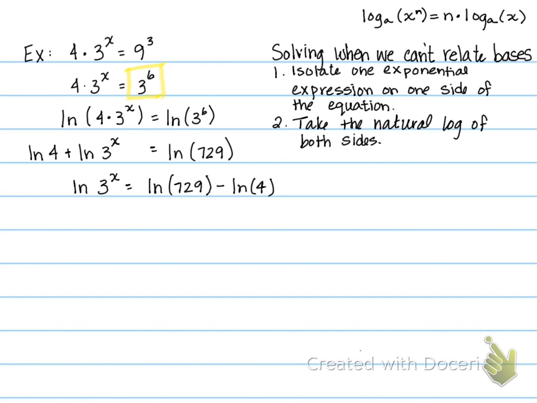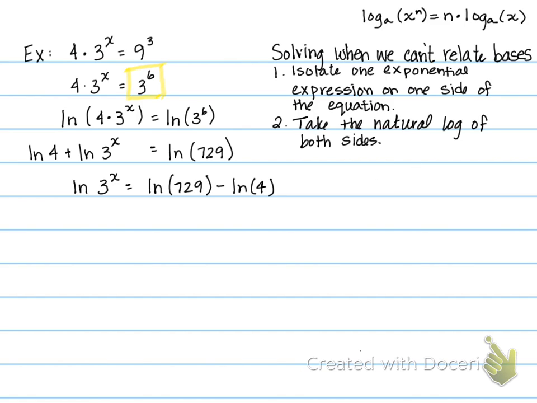Here you sort of have a choice. We have subtraction between two logarithms, so I could, if I wanted to, use my log rules and write that as the natural log of 729 over 4. It doesn't really do much for me other than make it one logarithm instead of 2. So it's totally up to you. I couldn't care less if you keep it as subtraction or if you write it as the natural log of two things being divided.